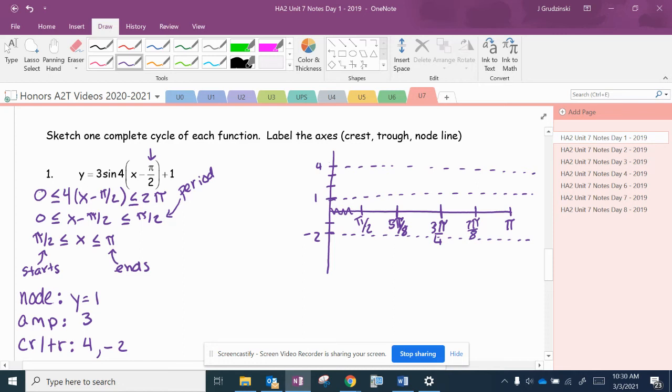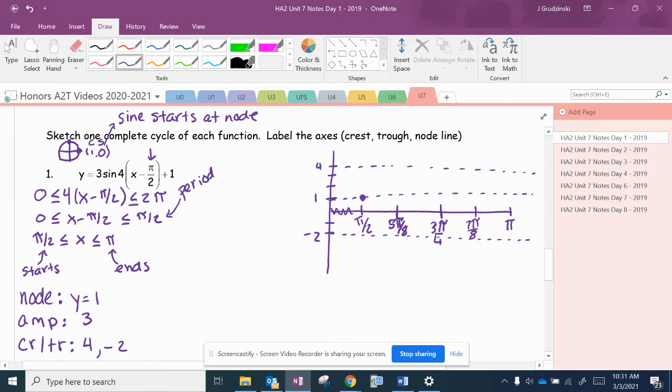All right, and so then we can start creating our graph. Now, we know that in the sine function, if we think about the parent function just right on the unit circle, that first point is 1, 0. So what that tells us is that the sine curve starts at the node line. So that means my first point is going to be at pi over 2, 1.